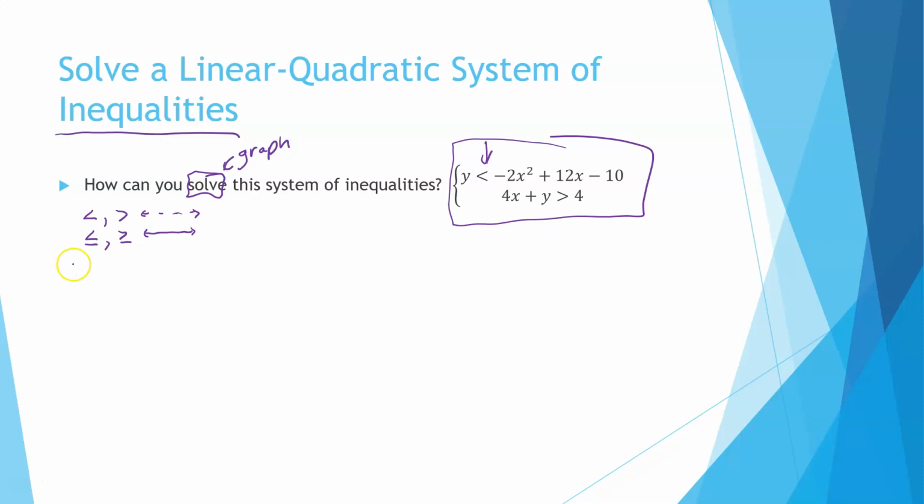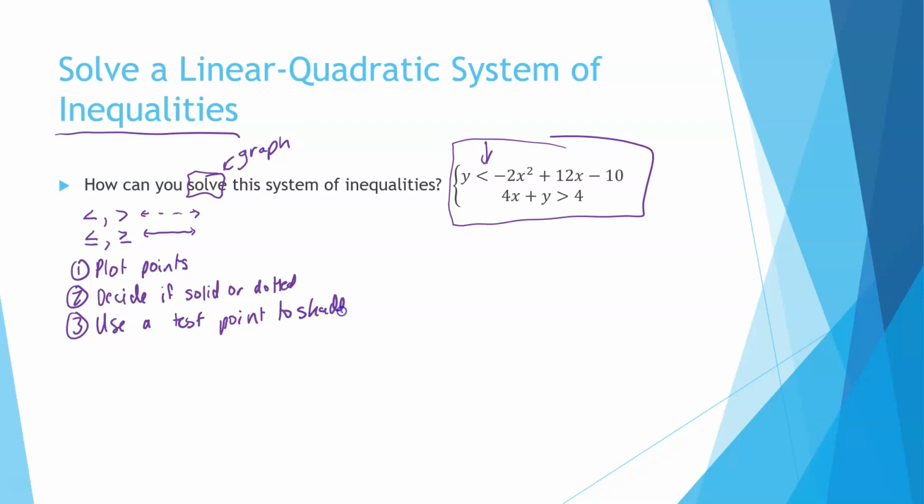And so we have to follow 4 steps. The first step is to plot points for the graph. The second step is to decide if solid or dotted. And the third step is to use a test point to shade. Last but not least, the solution is the overlap shaded part. So those are the 4 steps we're going to go through.